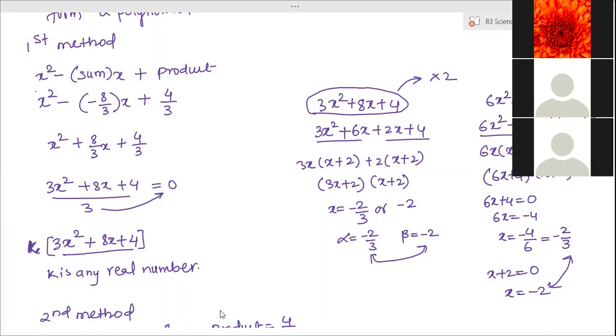Ma'am, if k is any real number, then k can be an irrational number also. Yes, it can be. Then also you will get the same answer.